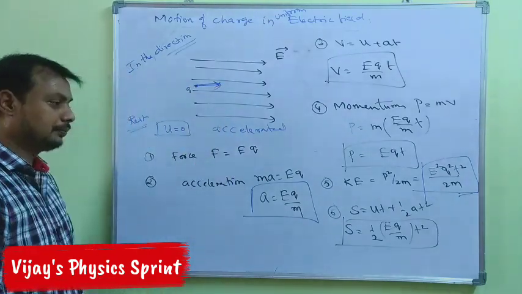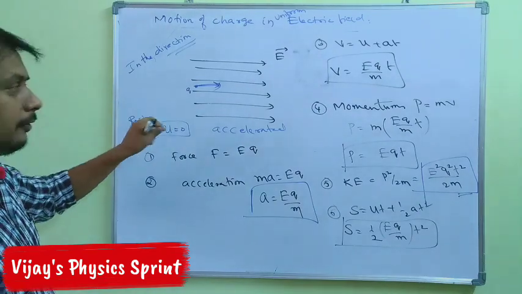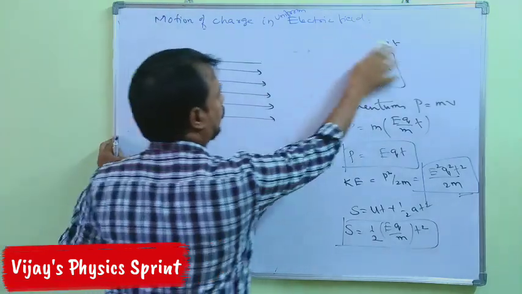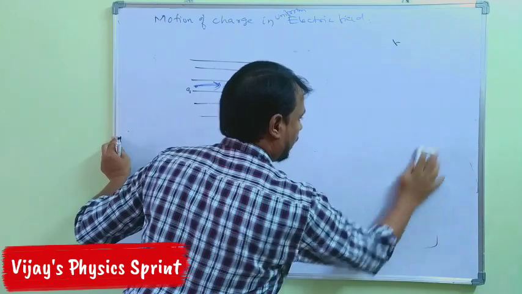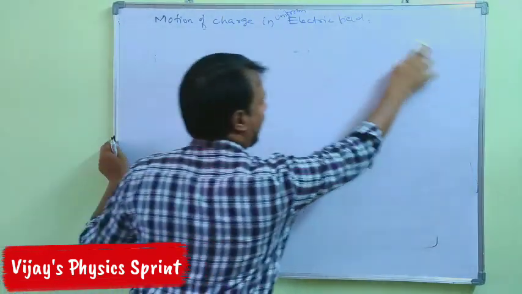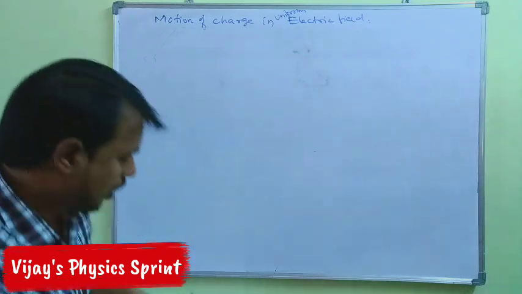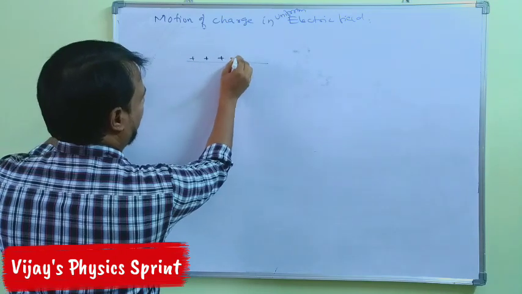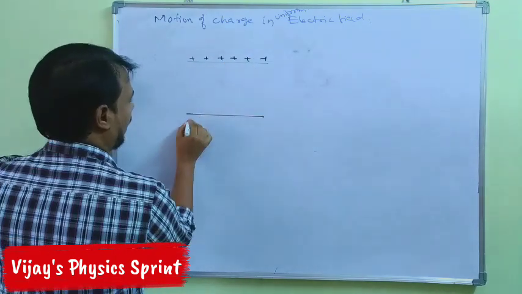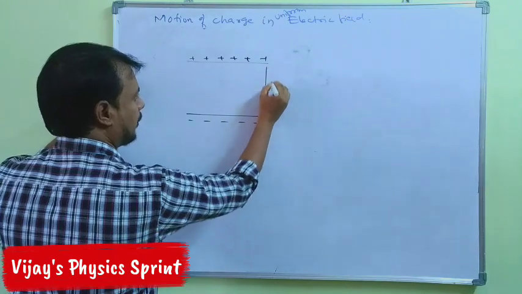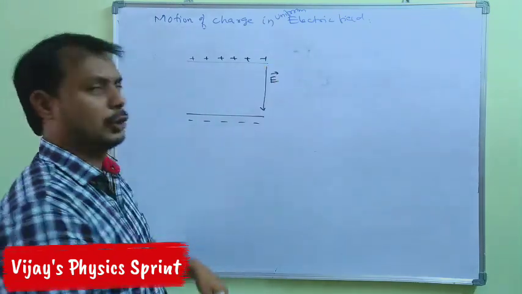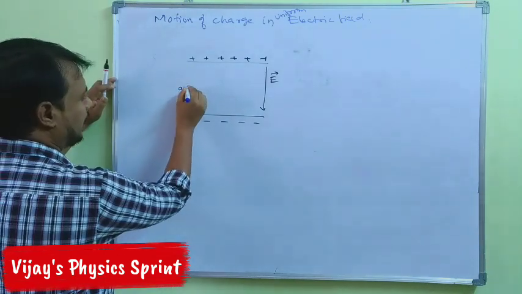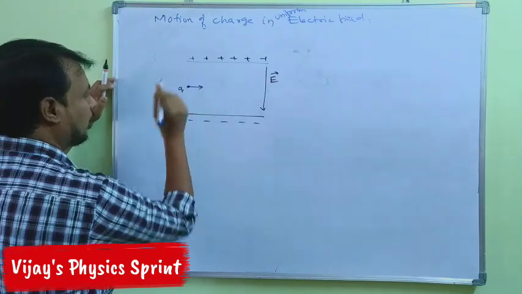So this is in the direction of electric field. This is case 1. Now the same charge perpendicular to electric field, what happens? In the same direction, we calculated force, acceleration, everything. Now the charge is placed perpendicular to electric field. This is a positive plate and this is a negative plate. We know that the direction of electric field intensity is positive to negative. Now the charge Q is placed in electric field with velocity u.